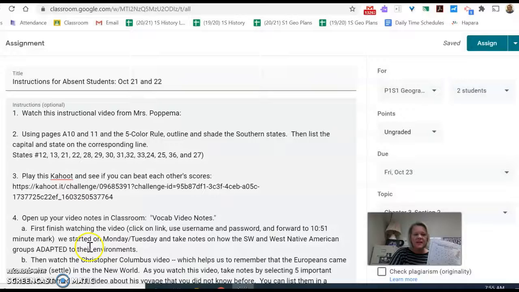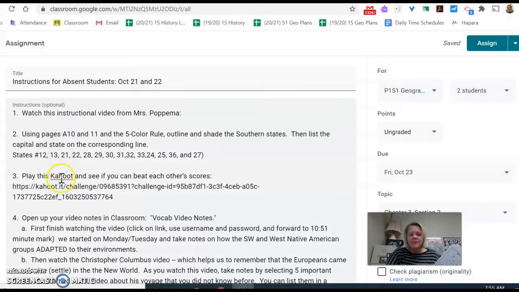Outline them, shade them, and then of course on the line that corresponds with that, you're going to write the state, comma, and then the capital. And we are 7th grade cartographers, so we always capitalize cities and we always capitalize states. So the first thing that you're going to do is work on the southern states. And all the information that you need is right here in step 2.